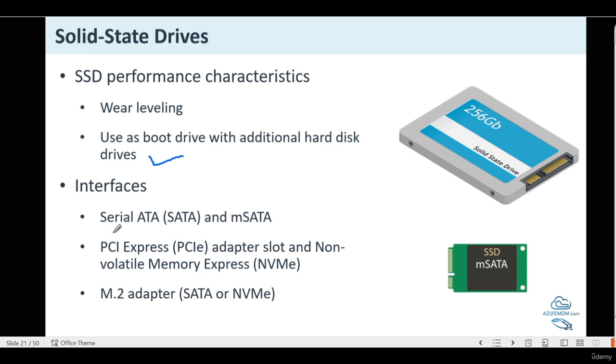Now we'll learn about the interfaces, serial ATA, SATA, and mSATA. SATA and mSATA are older, slower SSD connections which are similar to HDD. PCI Express, PCIe adapters, slot and non-volatile memory express, NVMe. These are the faster interfaces using the motherboard high-speed slots. M.2 adapter. It is a compact SSD form factor that supports both SATA, which is slower, and NVMe, faster speeds.